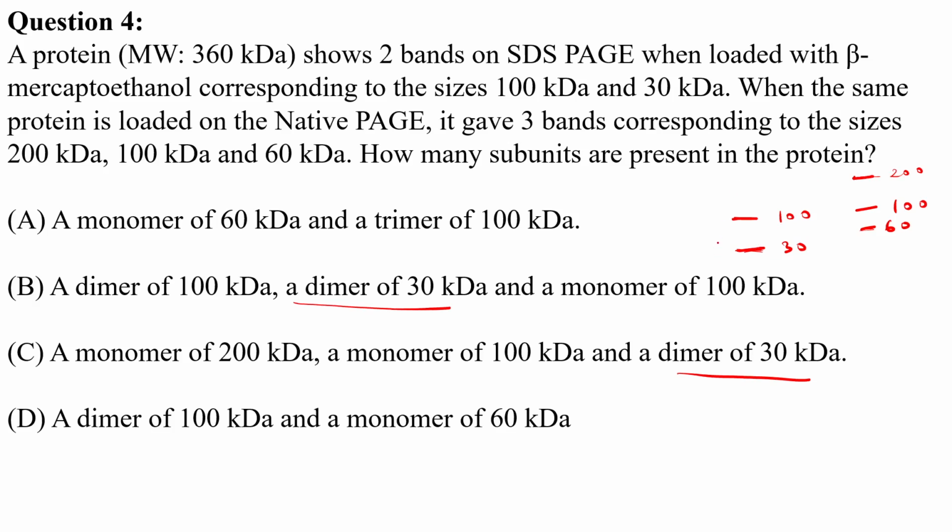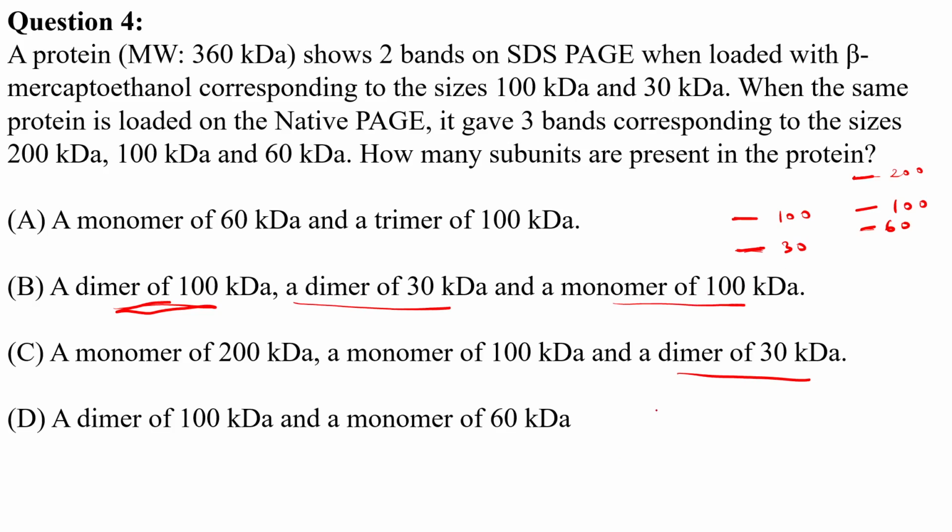If there was a monomer of 200, we would have gotten a band on SDS page corresponding to 200 kilodalton. Since we got a band of 100 kilodalton on SDS page and a 200 kilodalton band on native page, that means there is a dimer of 100 kilodalton. And since we got one more band of 100 kilodalton on native page as well, that means there is a separate monomer of 100 kilodalton.